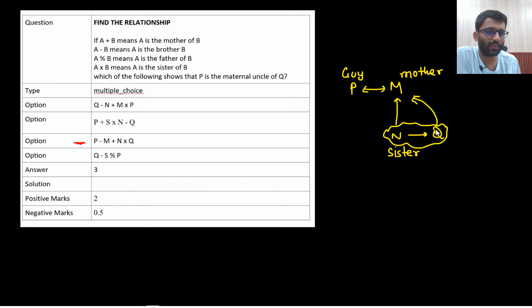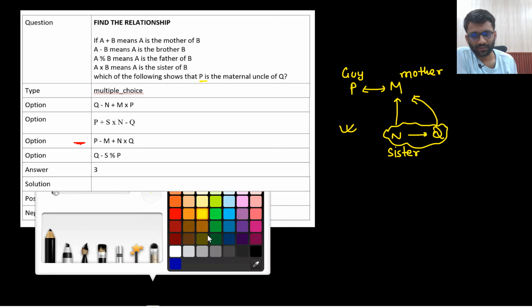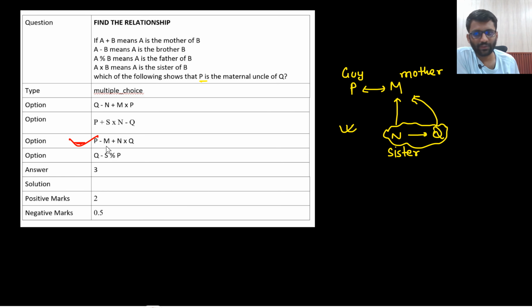Him, her, anything. Q can be anything. So she is the mother as well. And who is the brother of mother? Your maternal uncle. So yes, P is the maternal uncle of Q. So this is correct. So option C is correct. So this is how you need to check. P is the maternal uncle of Q.